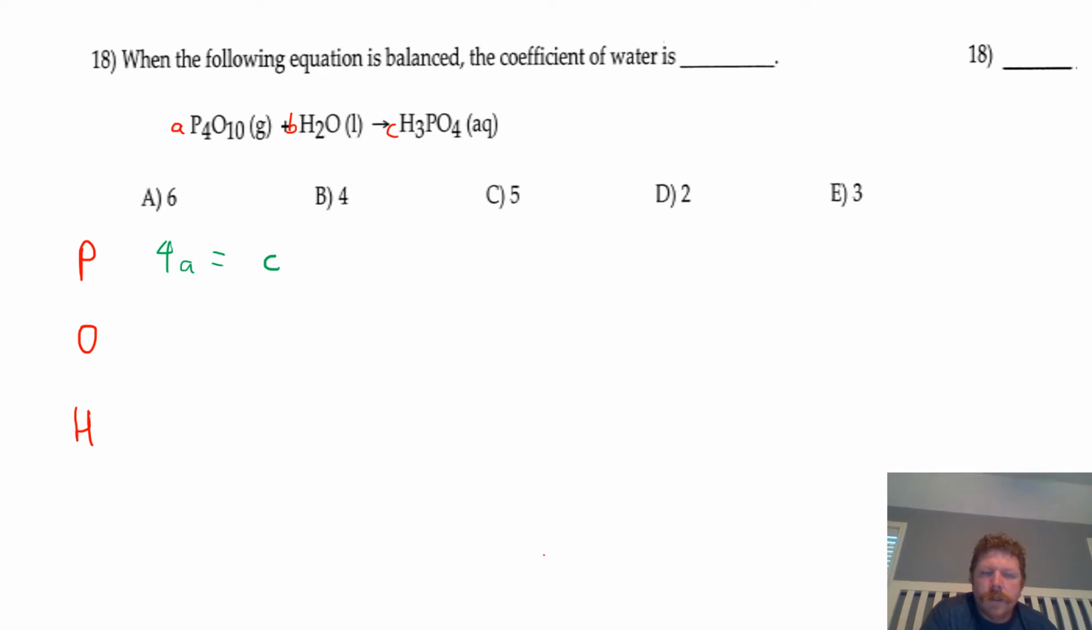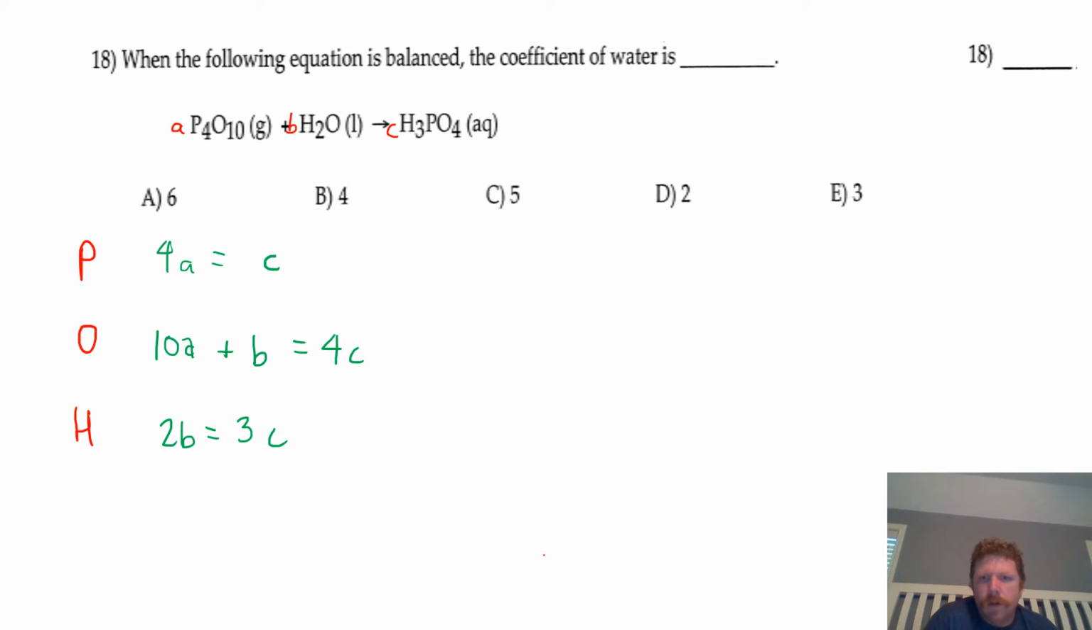Okay, now oxygen is next. Oxygen, we're going to write 10A because there are 10 oxygens in molecule A. Now, B, our second molecule, has how many oxygens? Simply 1. So 10A plus B is equal to, well, 4C, the total number of oxygens in our C molecule. After that, we have hydrogen. Hydrogen is going to be our third and final equation. And we're going to say 2B is equal to 3C.